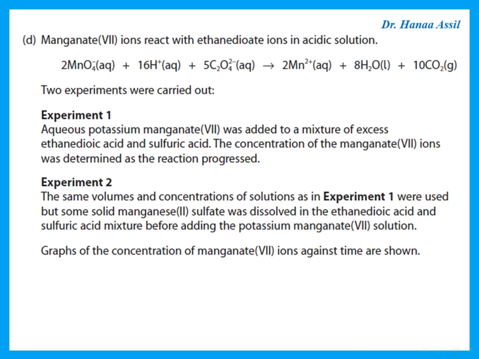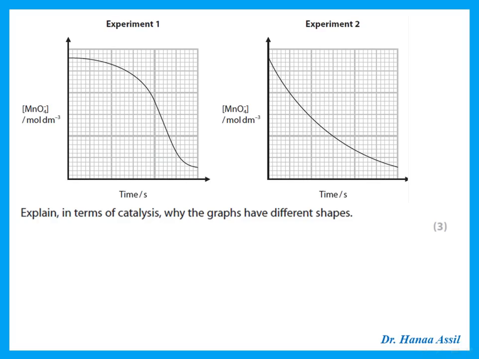The same volumes and concentrations of solutions as in experiment 1 were used, but some solid manganese(II) sulfate was dissolved in the ethanedioic acid. So remember that in experiment 1, when he reacted it, it gave manganese 2+. In experiment 2, he started by adding manganese 2+ to the reaction. Graphs of the concentrations of the manganate ions against time are shown, and he's saying explain in terms of catalysis why the graphs have different shapes.